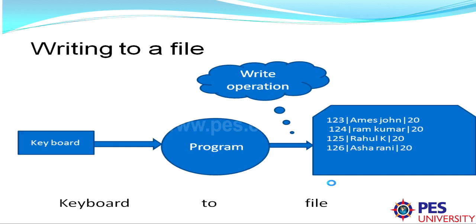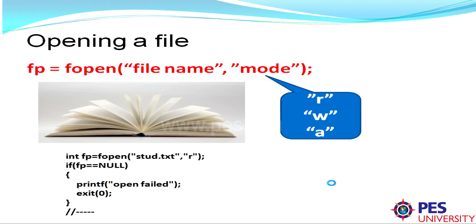Writing to a file is nothing but reading data from the keyboard and then writing to a file. So the program that you are writing takes the data from the keyboard, opens a file for writing and writes the data. So this is called a write operation. Before you do a read or write operation, you need to open the file with a specific mode and then do the operations.